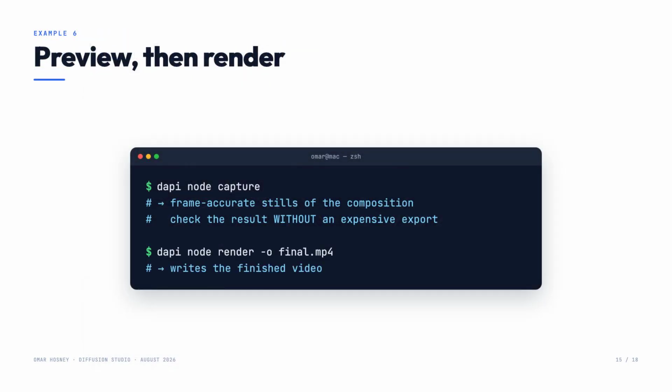Example 6. Verification. Dapi node capture grabs frame-accurate stills of the composition, so you can check your work without an expensive export. When everything looks right, dapi node render writes the finished video. Rendering is the last step, never the feedback loop.